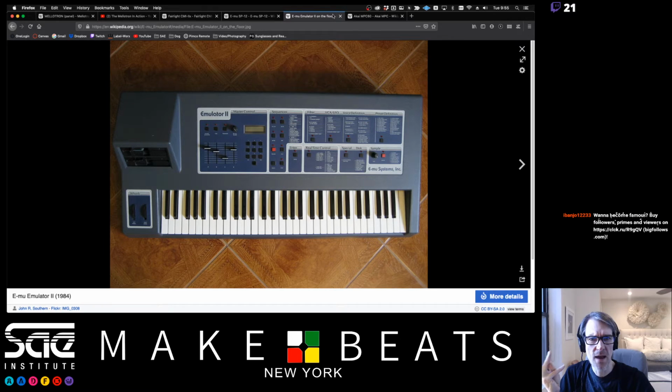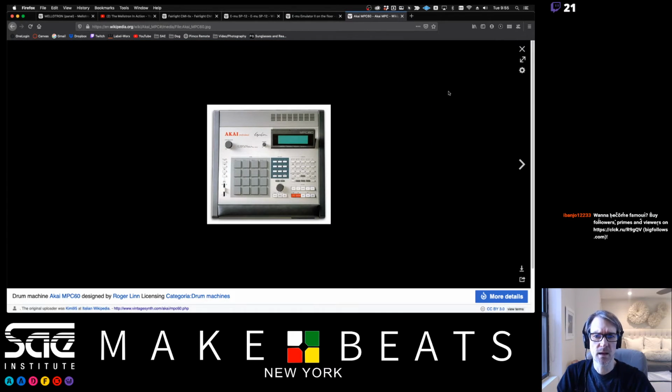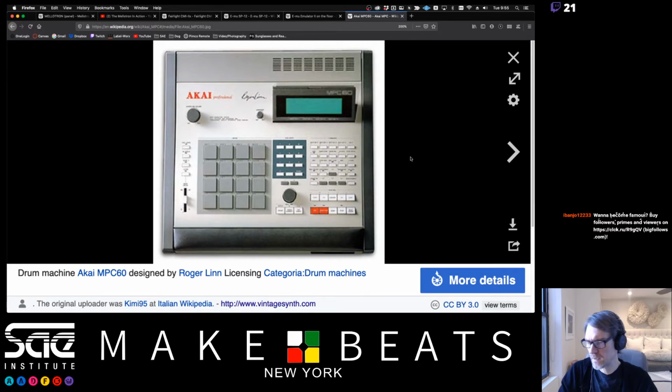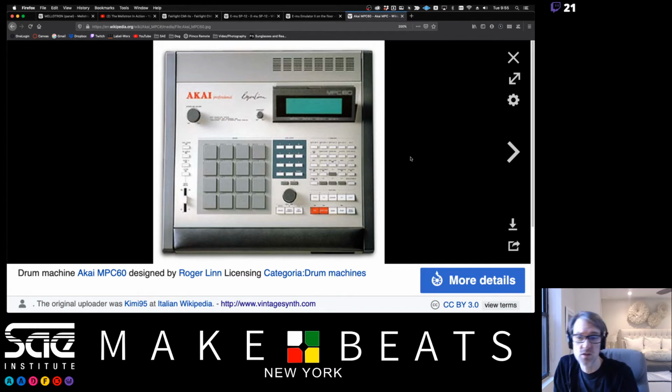Then after that, the more famous one, because a lot of people don't really know about the EMU SP12, the one that became more famous was the Akai MPC. This is the Akai MPC. This first one initially was made in conjunction with Roger Linn. Roger Linn had made some drum machines a bit earlier called the Linn drum, really famous for like Prince. A lot of 80s music uses the Linn drum machines.